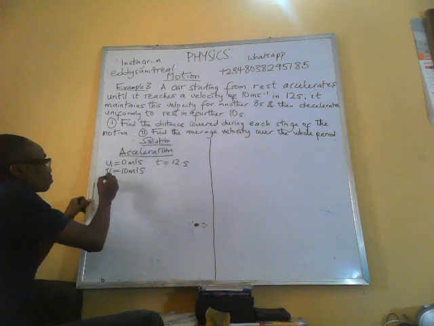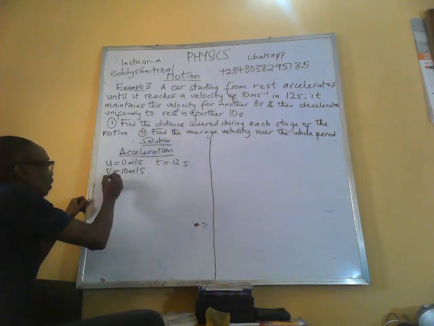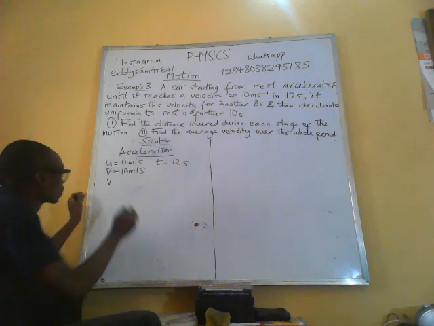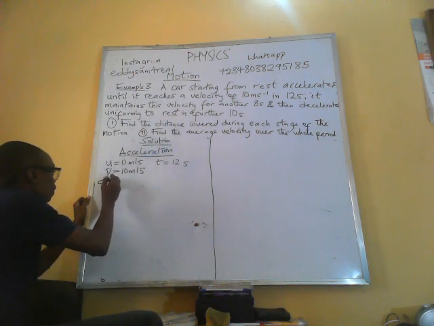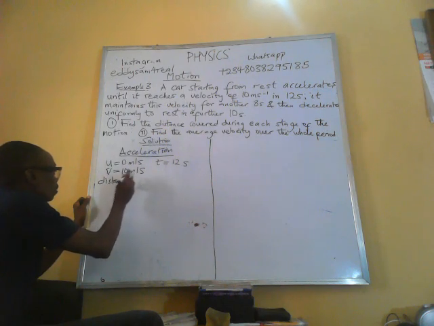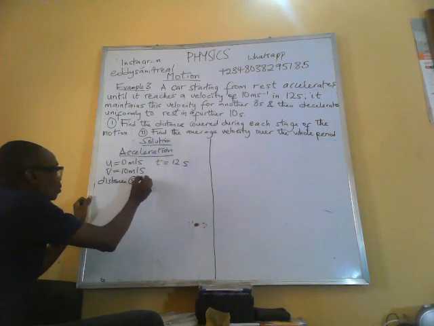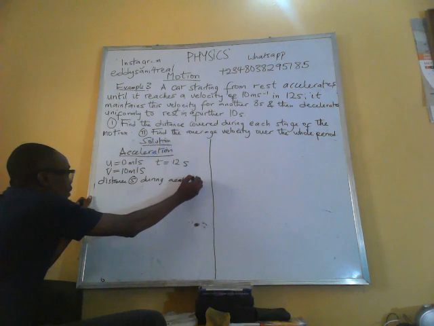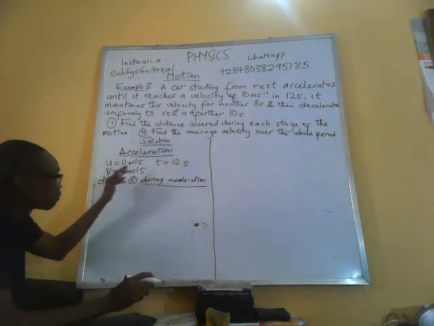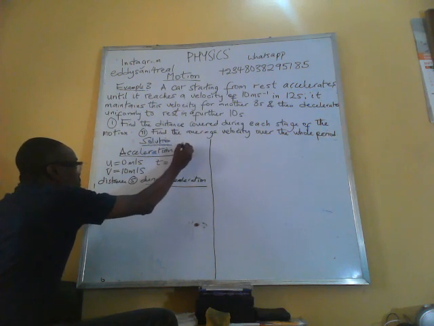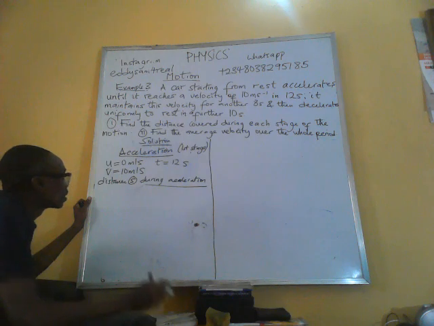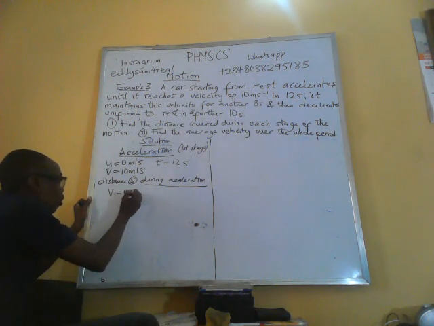So we come here. I want to calculate the distance, which is S, during acceleration. That is during the first part of the journey. The first part is acceleration. First stage, let me call it first stage, is acceleration. So I bring my formula, equation 1.